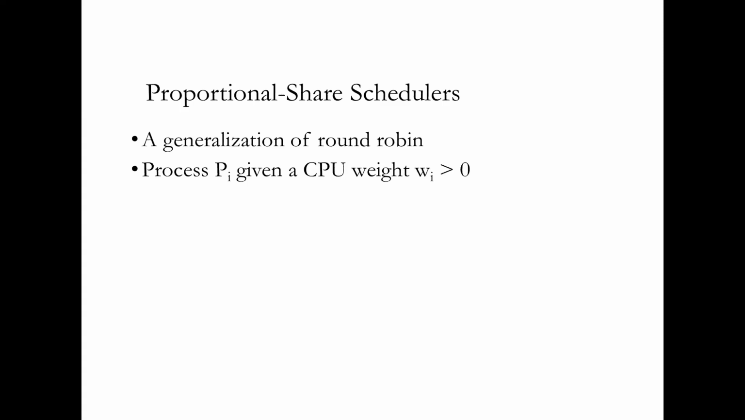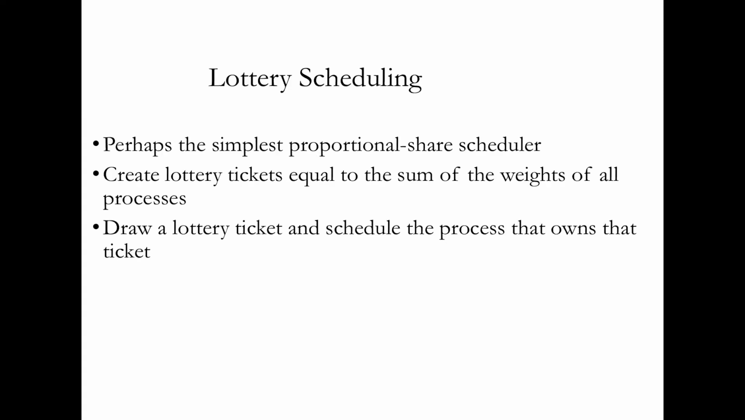So now, in addition to quantum, we have to take into account weights for the process. Just as an example of a proportional share scheduler, you can consider lottery scheduling. Again, it's just an example, not such a big deal, but just to give you some idea. You can create lottery tickets equal to the sum of weights of all processes. Let's assume that the weight is an integer number, so the sum of weights is going to be an integer number. You draw a lottery ticket, and then you decide which process to schedule based on that.